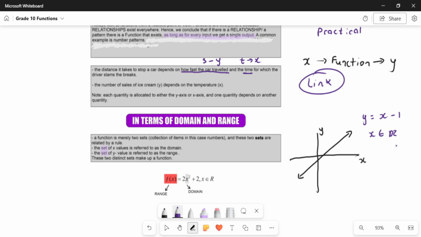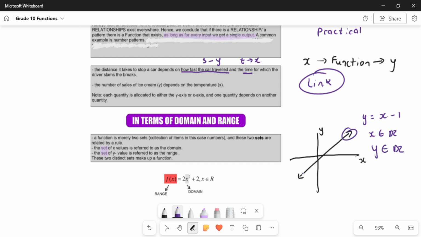It can be any real value. So that's what the domain will tell you. What outputs do I get? It can be any value. If I drop a line here to the y-axis, if I put a ruler and mark these points on the y-axis, I can go infinitely upward and infinitely downward. And so therefore we can say y is an element of real.